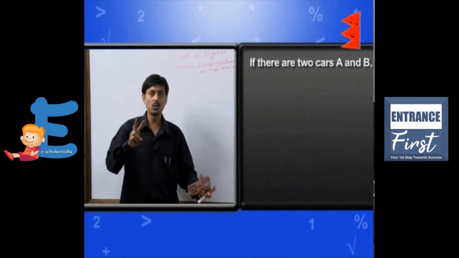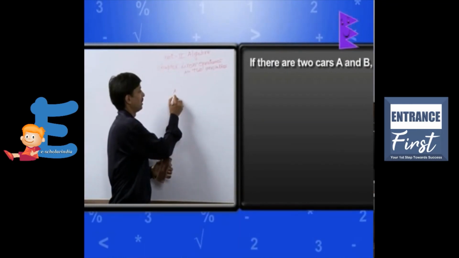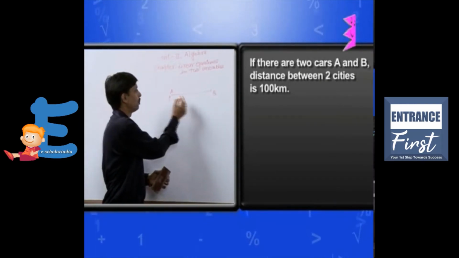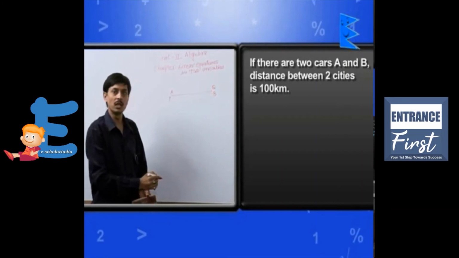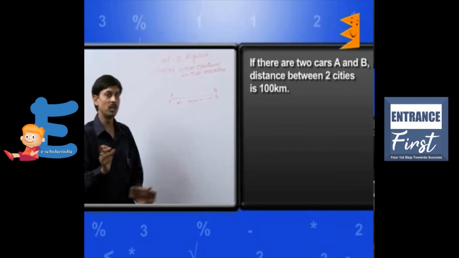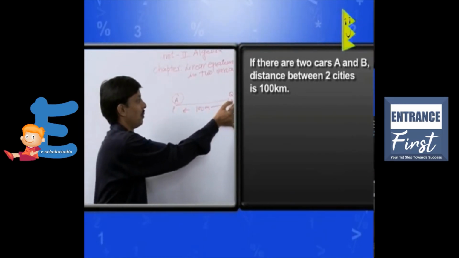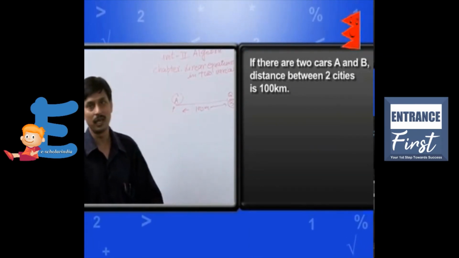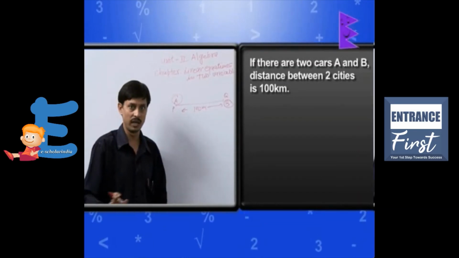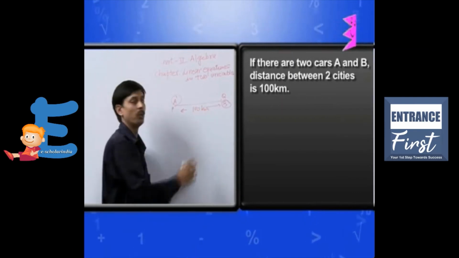Suppose there are two cars, car A and car B. The distance between these two cities P and Q is 100 kilometers. The two cars are named A and B, and the points are P and Q. Distance between these 2 points is 100 kilometers.